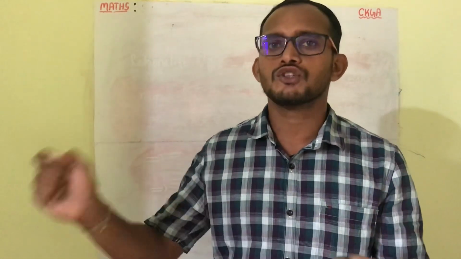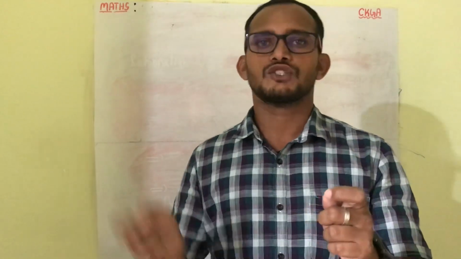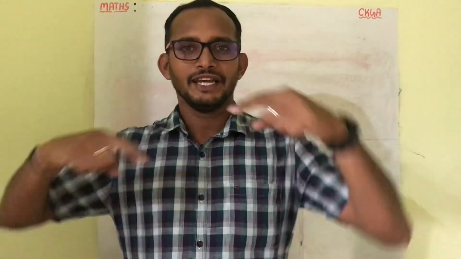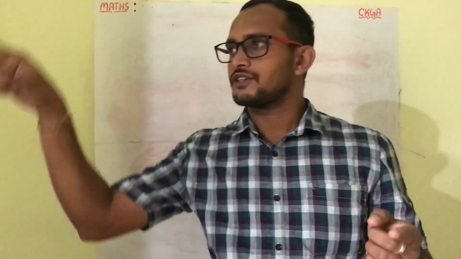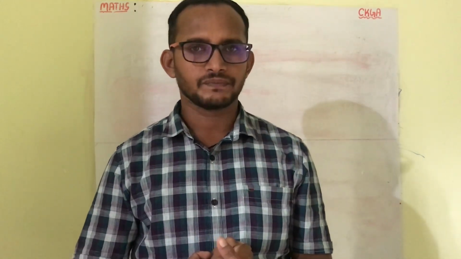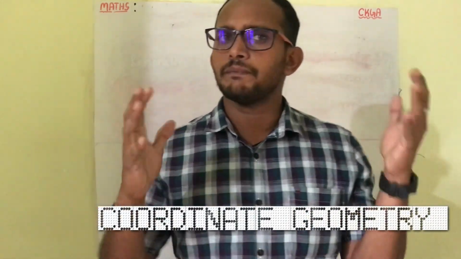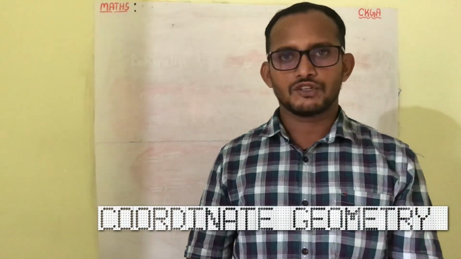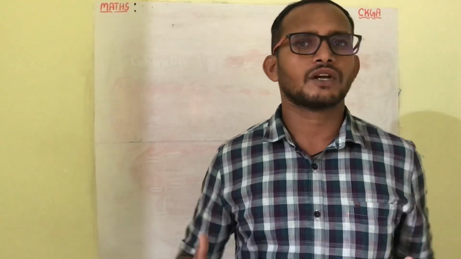Now what is coordinate geometry? Coordinate geometry is a branch of mathematics which treats algebra geometrically, and geometry algebraically. You can connect it vice versa. Algebra and geometry are connected by a branch called coordinate geometry. In your previous classes, you have got many ideas about coordinate geometry. Some of them I'll recall now.